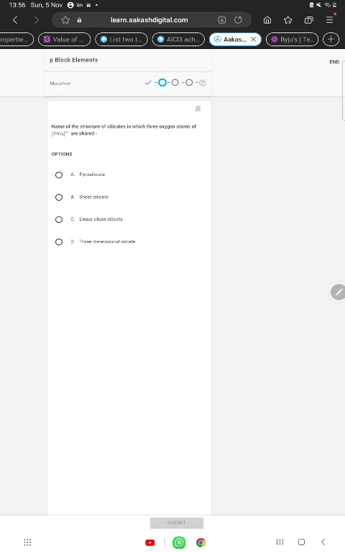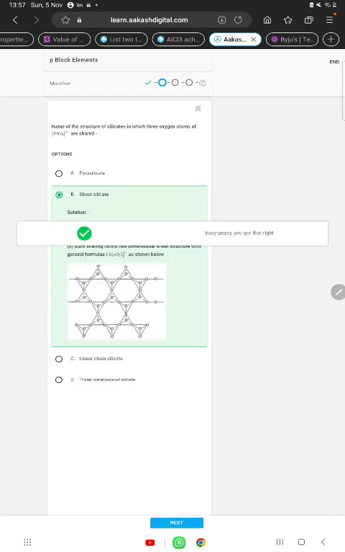Name the structure of silicates in which 3 oxygen atoms of SiO4 are shared. Sheet silicate, Si2O5 twice as shown below. In such silicates, 3 oxygen atoms of each tetrahedron are shared with adjacent SiO4 4- tetrahedra. Such sharing forms a 2-dimensional sheet structure with general formula Si2O5 twice, as shown below.